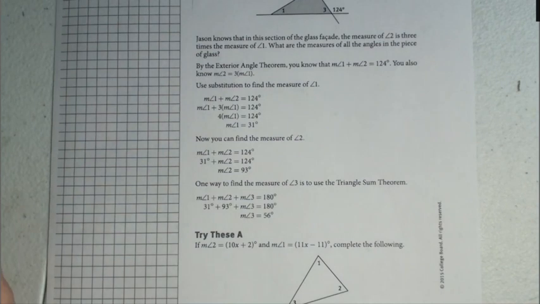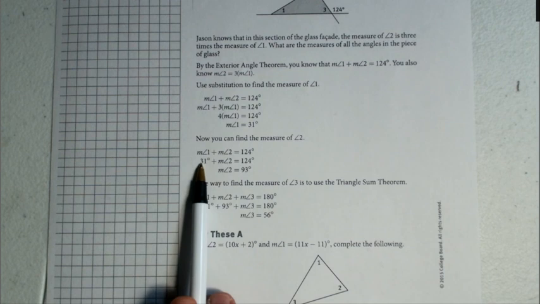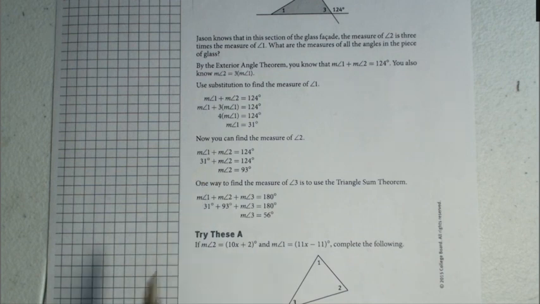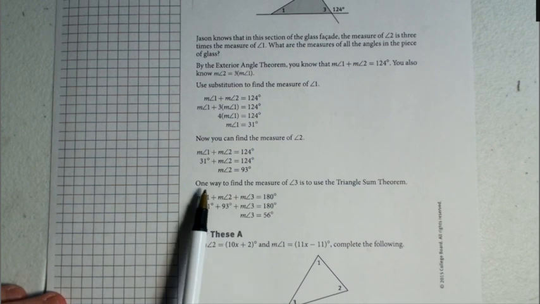Now find the measure of angle 2. Well, we know that the measure of angle 1 plus the measure of angle 2 equals 124 degrees. We just found that the measure of angle 1 equals 31 degrees. So 31 degrees plus the measure of angle 2 equals 124. So when we use the subtraction property, the measure of angle 2 equals 93 degrees.